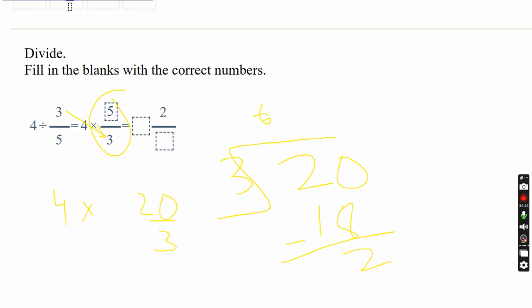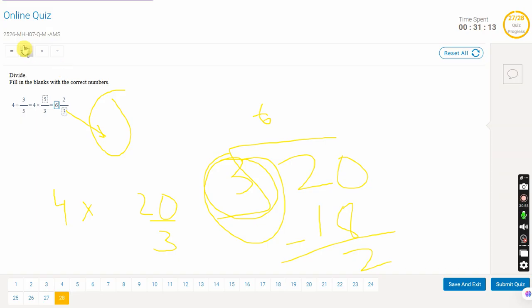So what is going to be? Remember, I told you the denominator always stays the same. What do I mean by that? This 3, the one that you're dividing by. So this will stay 3 here, and this will become 6.